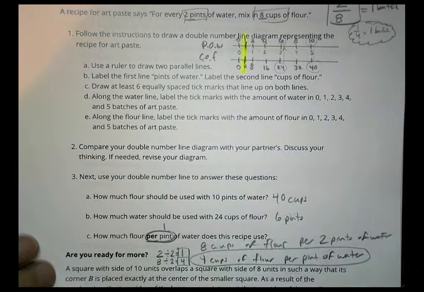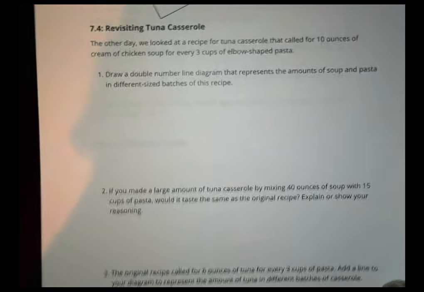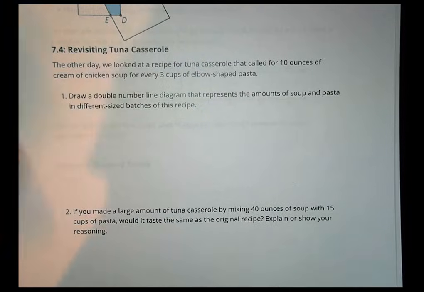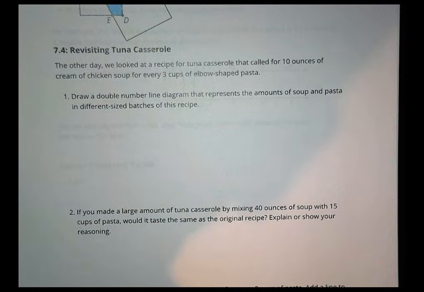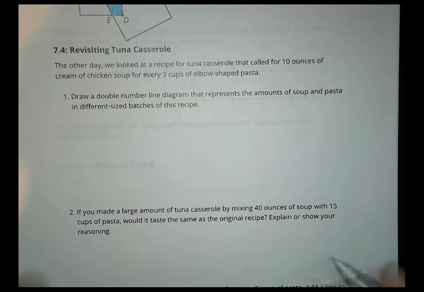Okay. I'm going to skip the Are You Ready for More for now. Let's go to number activity 4. Why? Because it's revisiting tuna casserole, and it's getting close to dinner time as I'm working on this. So let's see that it is tuna casserole. Man, it was a big casserole last time. Looks like we have some leftovers.